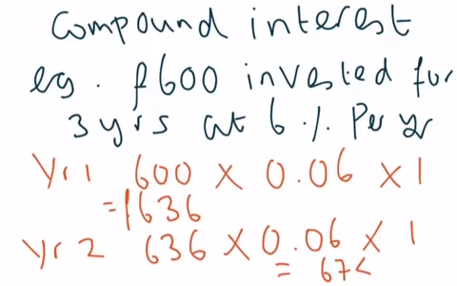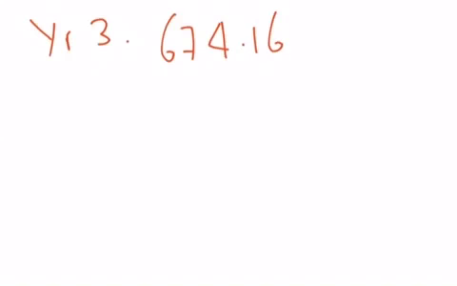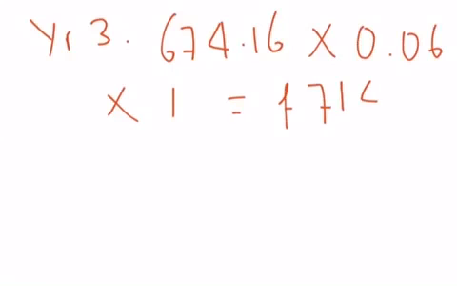and that equals £674 and 16 pence. Year 3 then, our balance now at the end of year 2 is £674 and 16 pence. So now we would take the £674 and 16 pence, and we want to work out the value at the end of year 3. So we're going to times that again by 6%, because you're earning 6% per annum. So times 0.06, and the time period is just 1 year, so times 1. So that will give you a value of £714 and 61 pence. So at the end of year 3, you're going to have £714 61 pence.